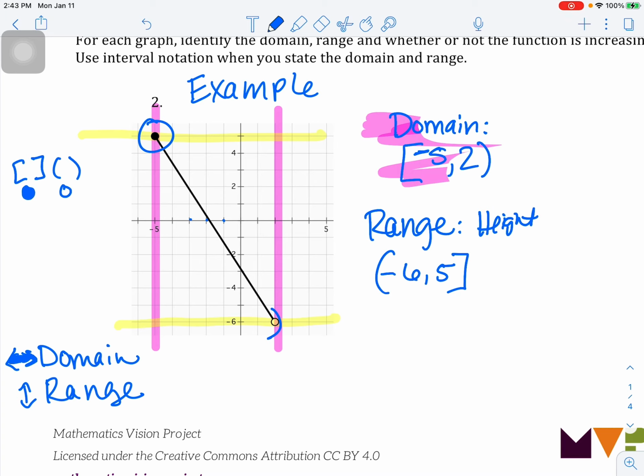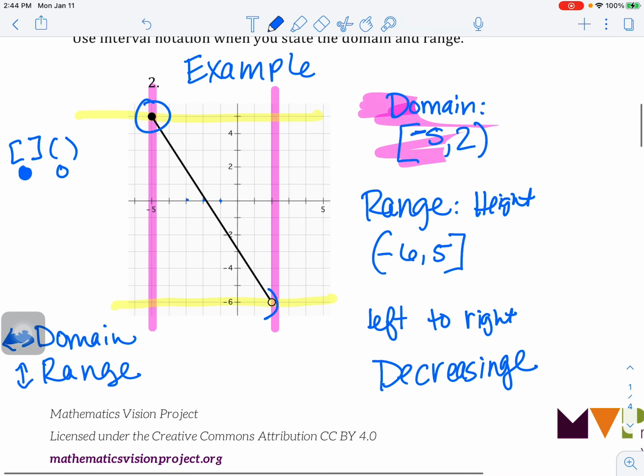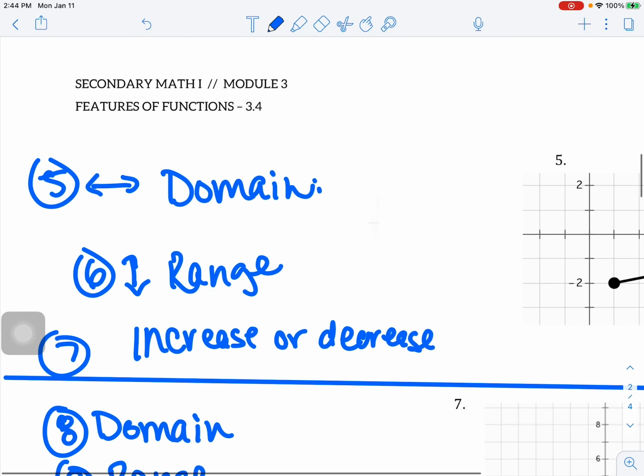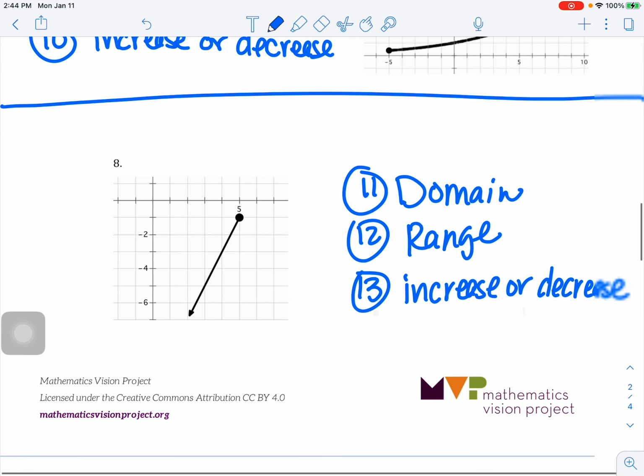And then if you're looking at this graph, you have to decide, is this graph increasing or is this graph decreasing? And this one gets a little bit tricky, but you always look from left to right. So I'm going to start at the leftmost point and I'm going to say, is this line from here going down or going up? And this one is going down. So this one is decreasing. So you're going to use that example and you're going to do the exact same thing for problems 5, 6, 7, 8, 9, 10, 11, 12, and 13.